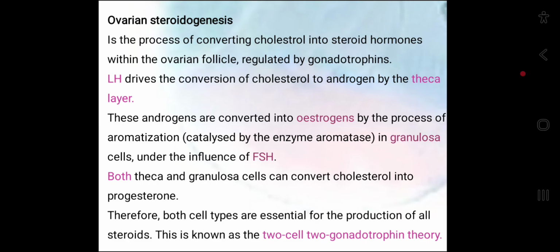The androgen will be transported into the granulosa cell layer to be converted into estrogen, catalyzed by the enzyme aromatase. This is called aromatization. As the theca cell layer lacks this aromatase enzyme, the conversion from androgen into estrogen will only occur in the granulosa cell under the influence of follicle stimulating hormone. Both cells, theca and granulosa cells, can convert cholesterol into progesterone. This is called the two-cell two-gonadotropin theory. The two cells are theca and granulosa cells, while the two gonadotropins are FSH and LH.